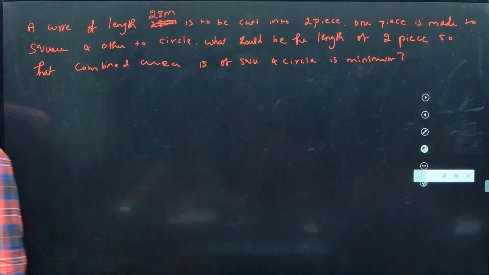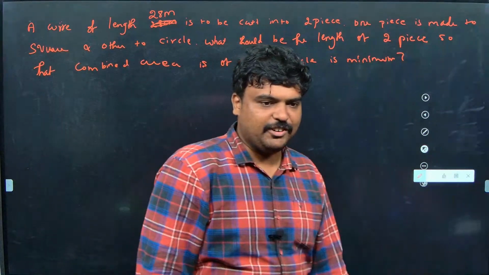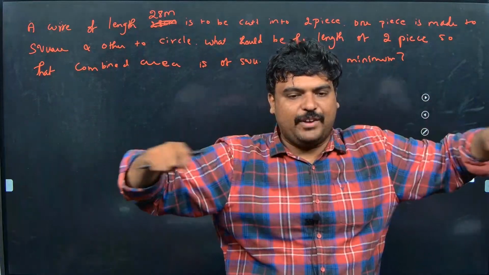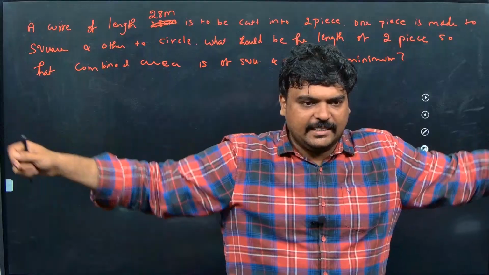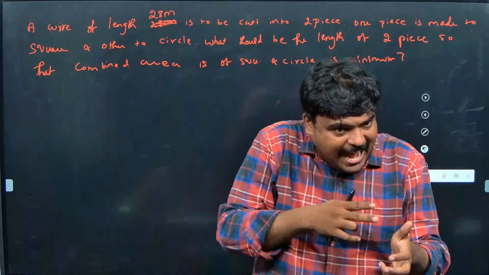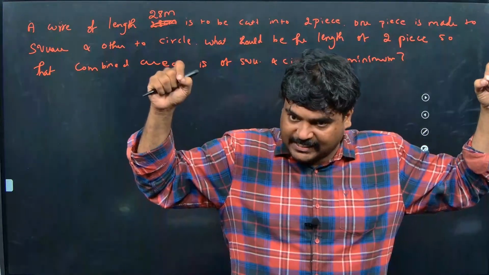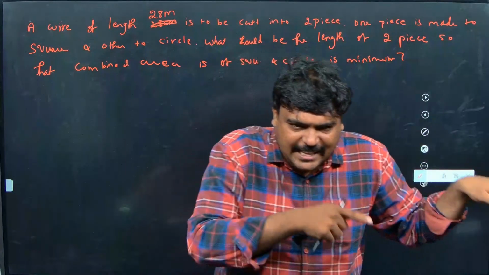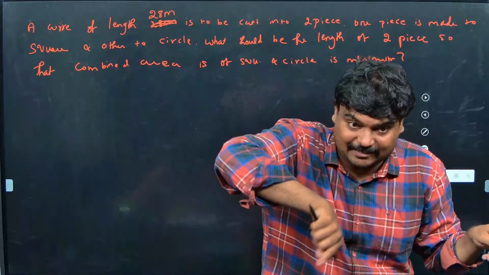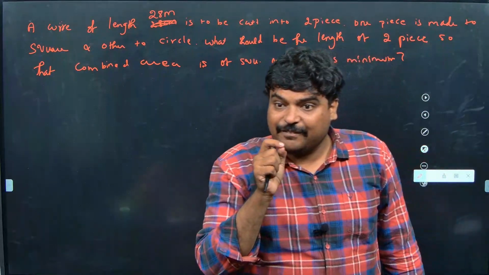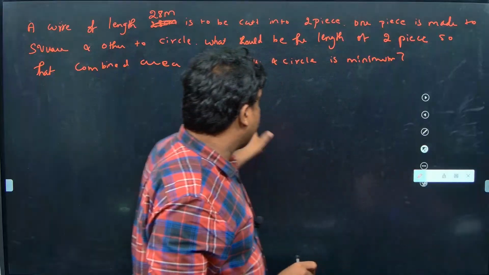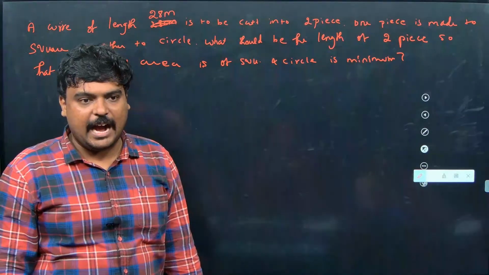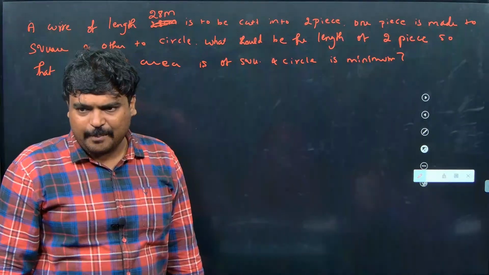Did you understand this question? I am having a wire of length 28 meter. I want to cut it somewhere so that I will make it into 2 pieces. One piece I will make into a square. From the other piece I will make a circle. If I cut where, the combined area of square and circle is minimum?